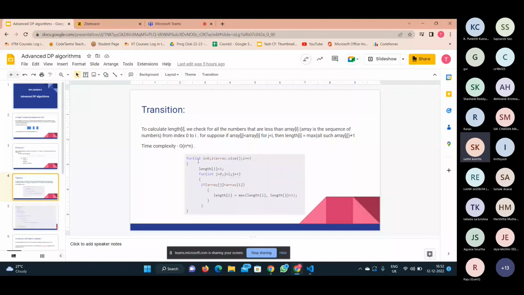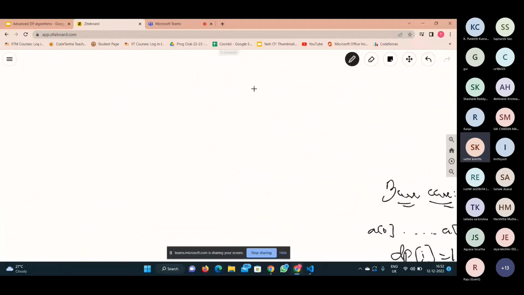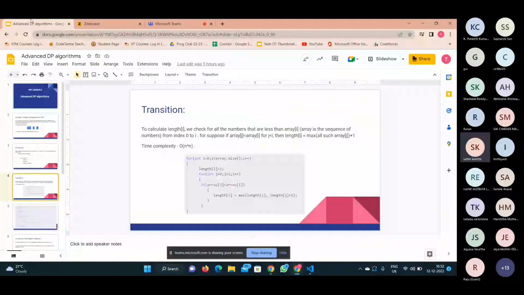Time complexity for this is n square. I initialize dp of I equal to 1 and check every value from 0 to I, and then again I put dp of I plus 1 equal to 1 and check from 0 to I plus 1. So this is basically an n square algorithm, as you can see. So I'll code this now.